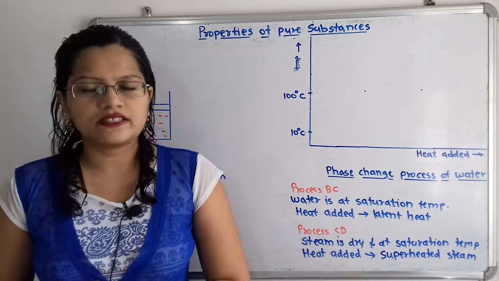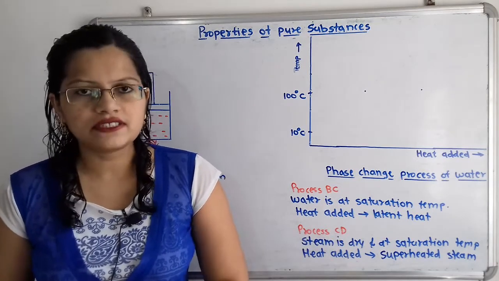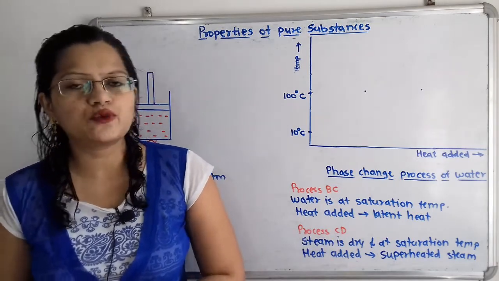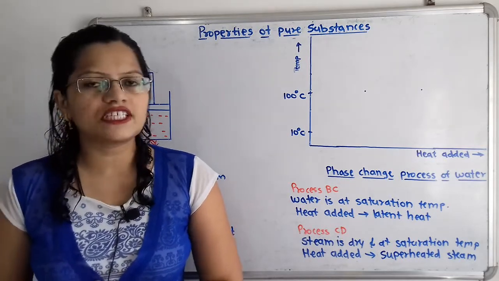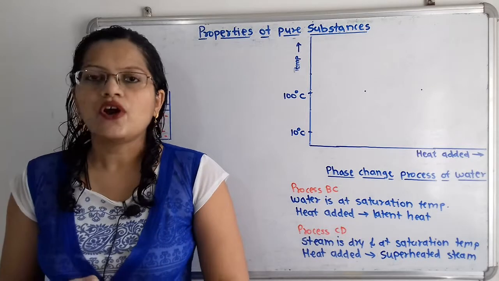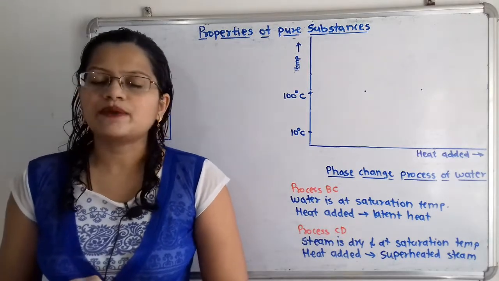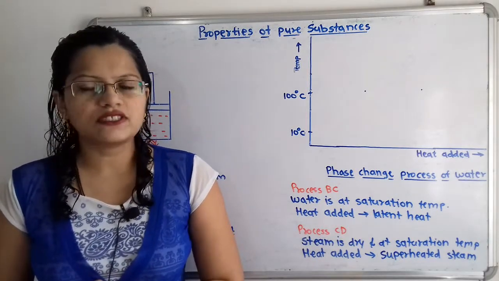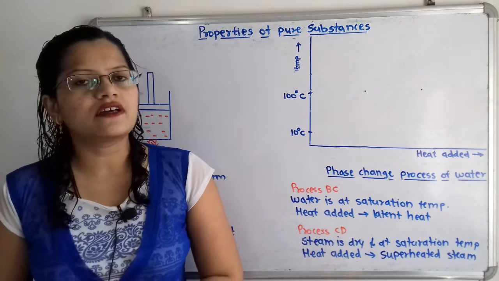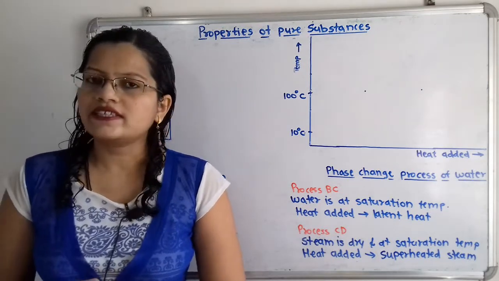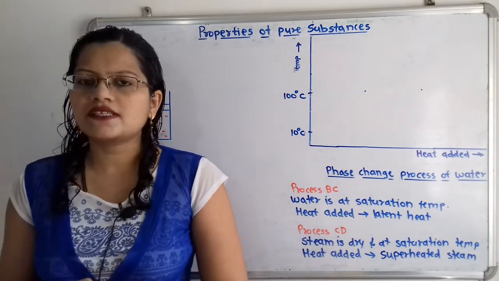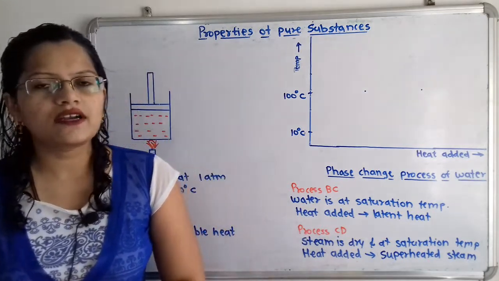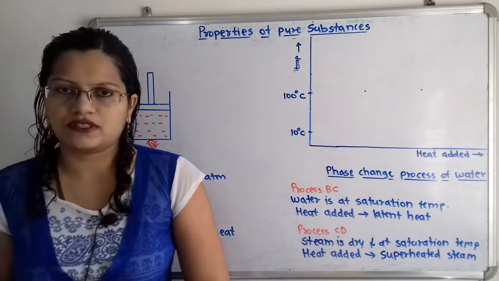To understand saturated water, wet steam, saturated steam and superheated steam, we have to first understand the phase change process of water. Water is considered a pure substance because its chemical composition remains the same for all its phases. Now we will consider the piston cylinder arrangement to understand the phase change process.